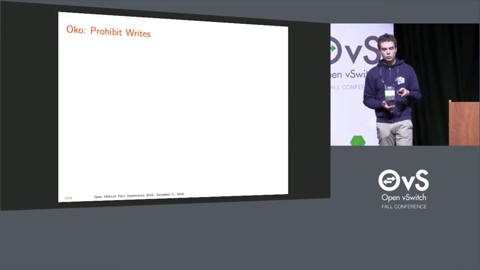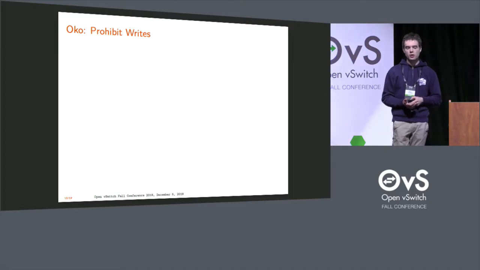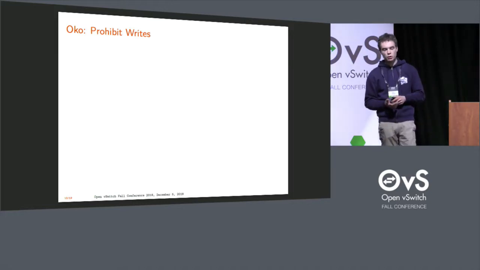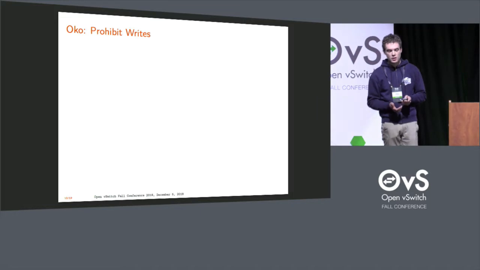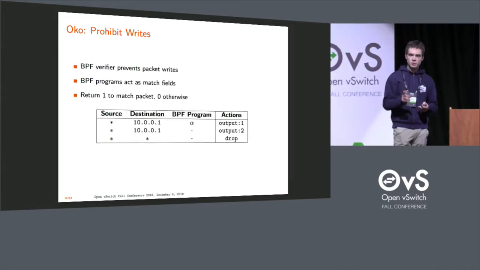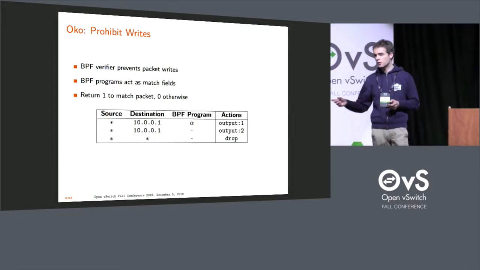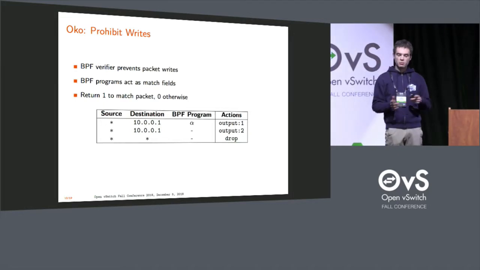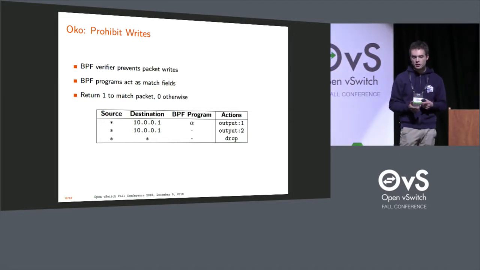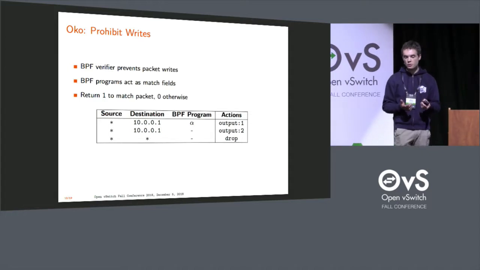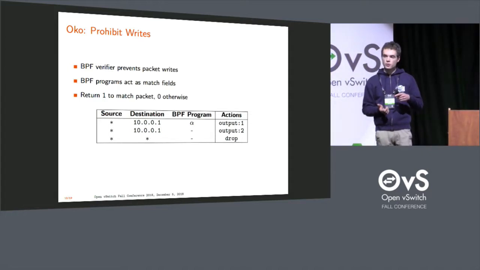OK, so in our second approach to address the problem I was mentioning before, we took a rather drastic approach. We prohibited all writes to packets. To do so, we changed the BPF verifier to simply reject any program that has packet write instructions. Once we've done this, the programs can't write to packets. So we made them match fields because that seemed a better fit, and we made the programs return either 0 or 1 to either match the packet or not match the packet.